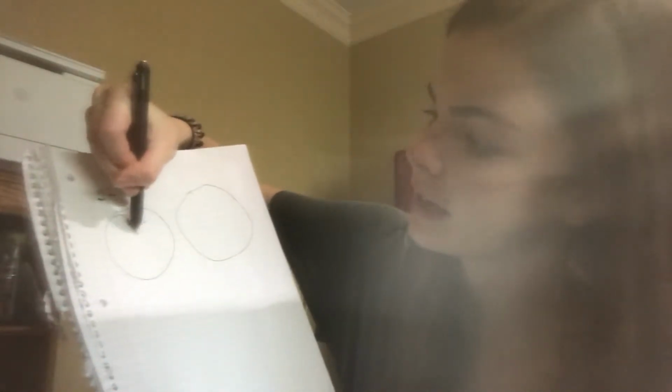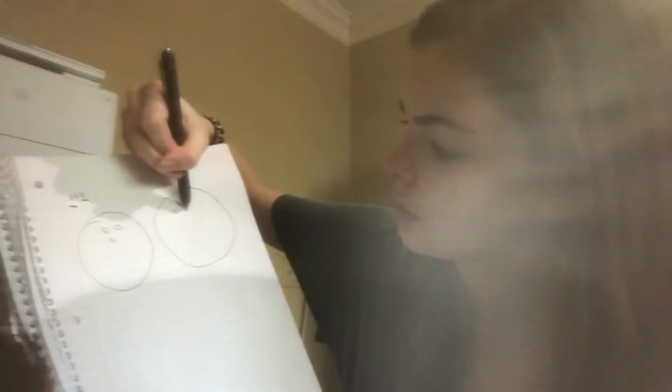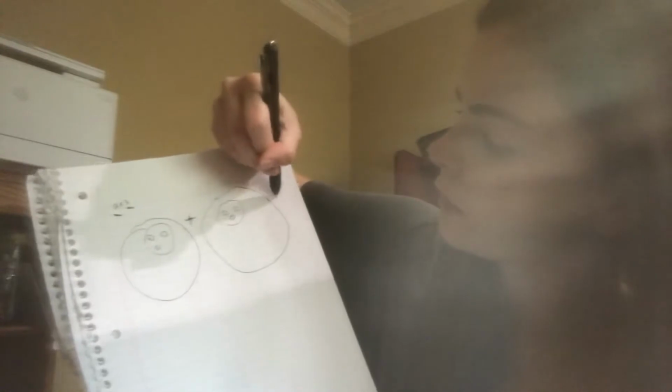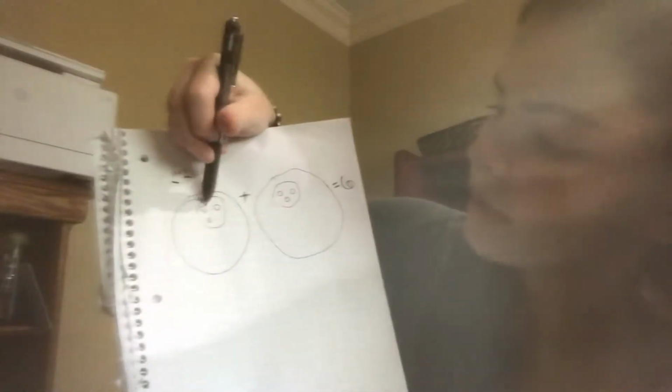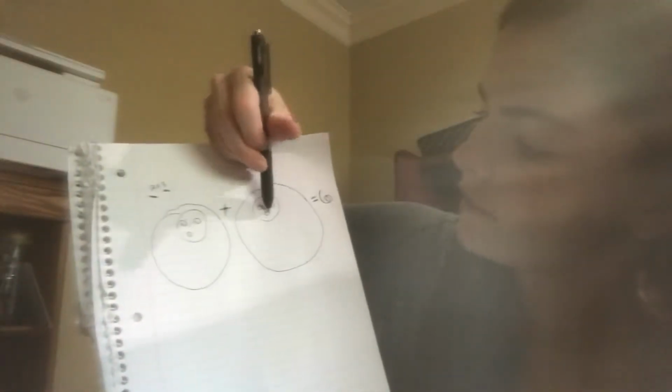You're going to put 3 smaller circles in each of the 2 circles. And the last step is you are going to take these circles and add them together, and you will get your answer, which is 6. So if you count 1, 2, 3, 4, 5, 6, you get your answer, which is 6. So that is the first way to solve that problem.